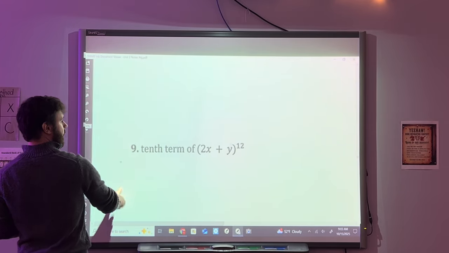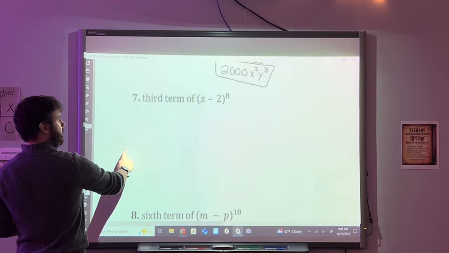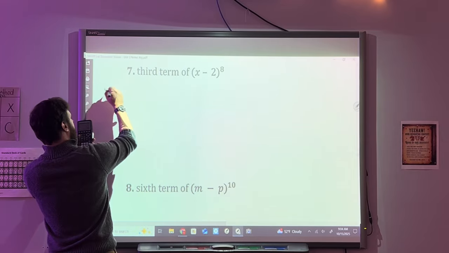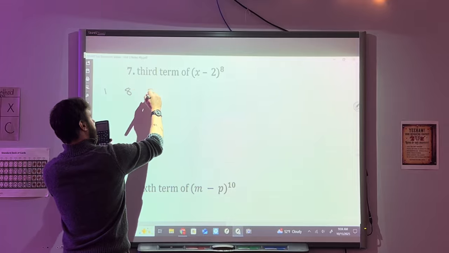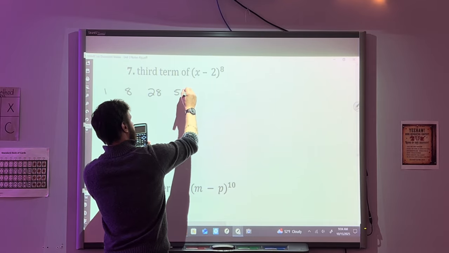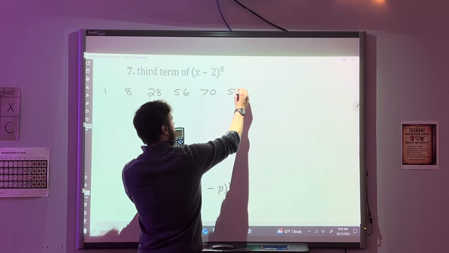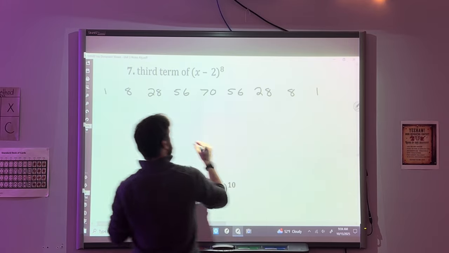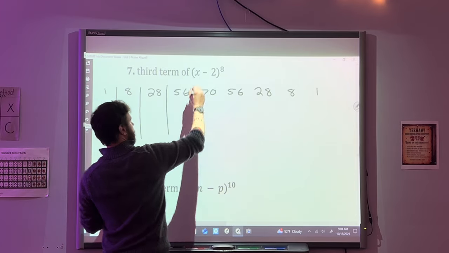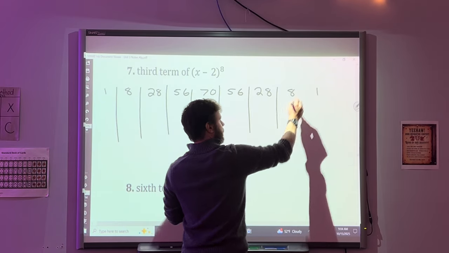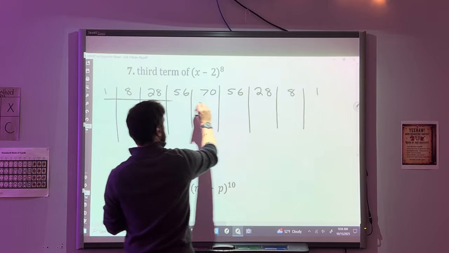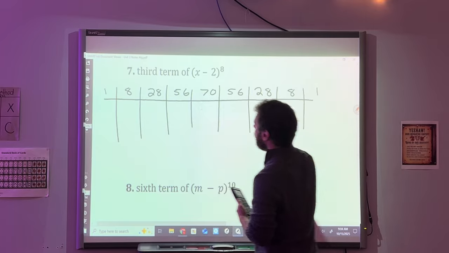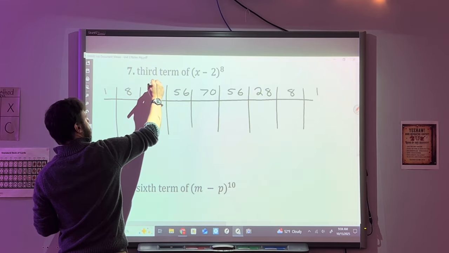I almost did the 12. Look at that. Okay, the third term of this. My numbers in the row are 1, 8, 28, 56, 70, 56, 28, 8, 1. And this time I care about the third term. So first, second, third.